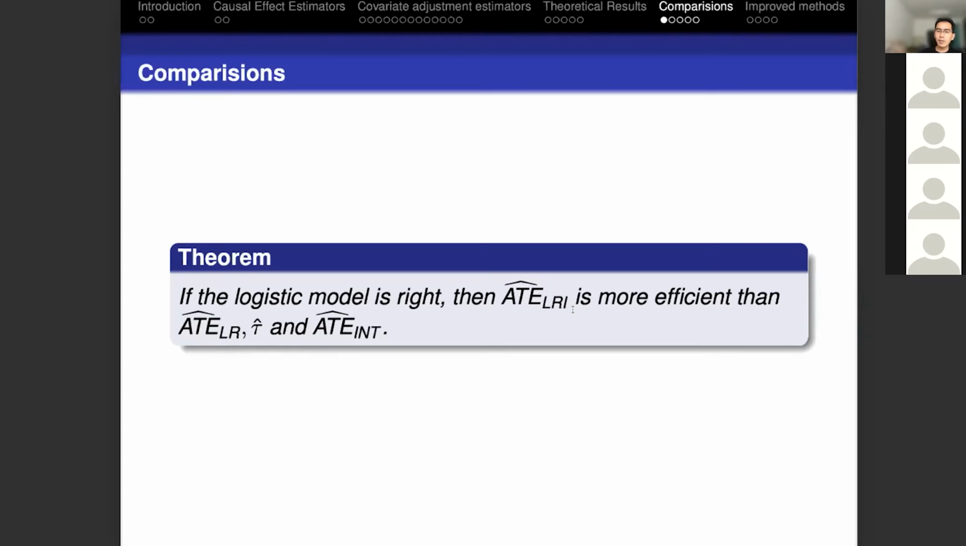And this LRI means that you use the logistic regression adjustment with interactions, meaning for different groups, you use different slope parameters. So although we have a similar result with the linear regression estimator, the linear regression adjusted estimator does not depend on whether the true model is linear or not. But here we do require the logistic regression model to be right. So this is not very good, right? Because you never know if there is a true model or not.